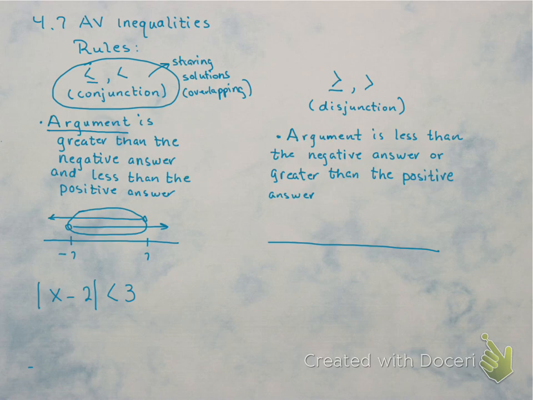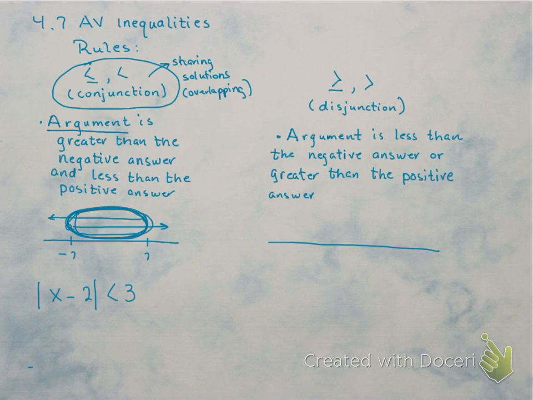And then we'll solve these as we get to that part of the lesson. But a conjunction means that as long as you have an overlap of your solutions, that means that you've gone greater than the negative, which is to the right, less than the positive, which is to the left, and you get that overlapping area.